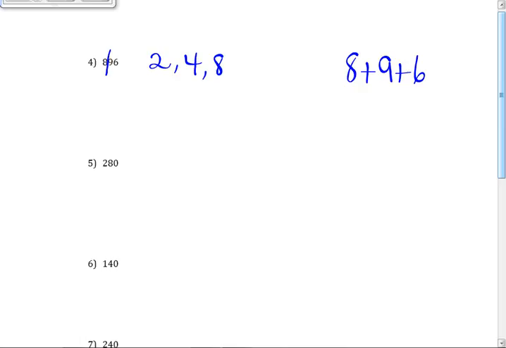Okay, let's test for 3s. 8 plus 9 is 17. 17 and 6 is 23. Does 3 divide into 23? No. So 3, 6, and 9 don't go in. Does this end in 5 or 0? No. 12 doesn't work either because 3 doesn't work. I'm curious about the 7. 896 divided by 7 is 128. So 7 also works.